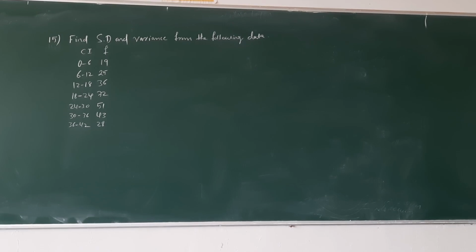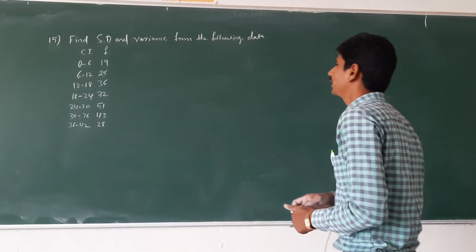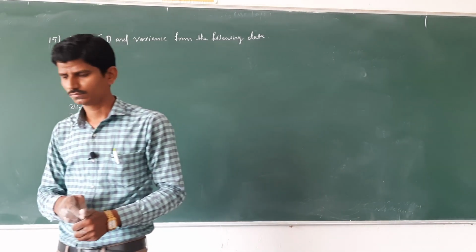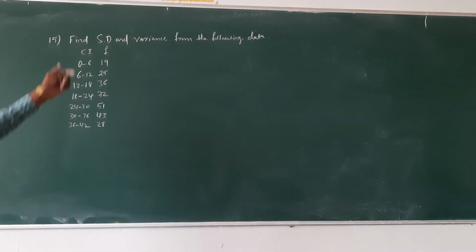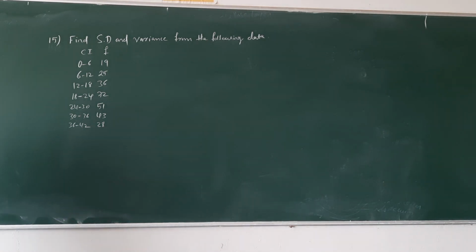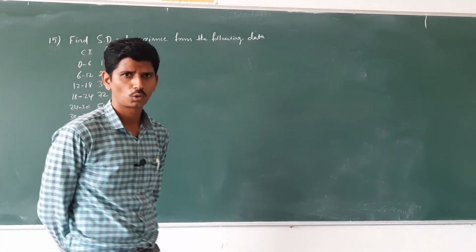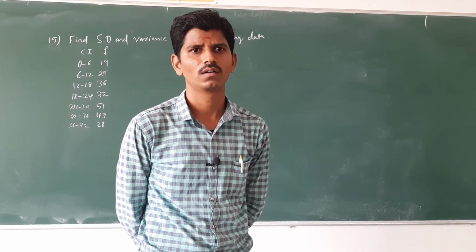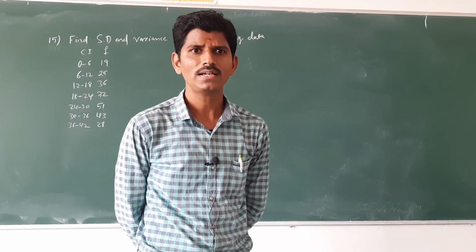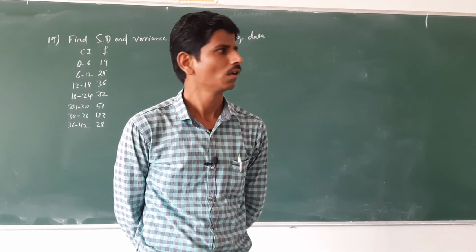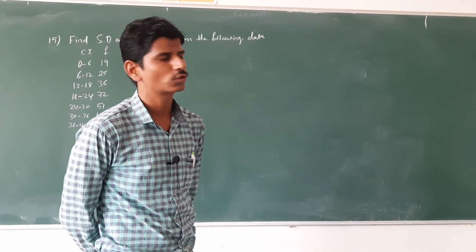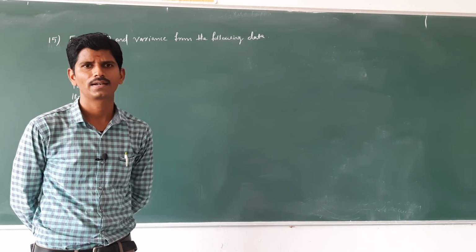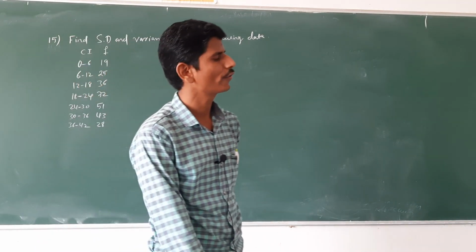In the 15th problem, find the standard deviation and variance from the following data. Here they are given class intervals with respect to frequencies. Here the data are of grouped type. In that we have to use the continuous case, that is the square root of sum of f into (x minus x bar) whole square by capital N, or the square root of sum of fx square by capital N minus (sum of fx by capital N) whole square, or we have to use the step deviation method.